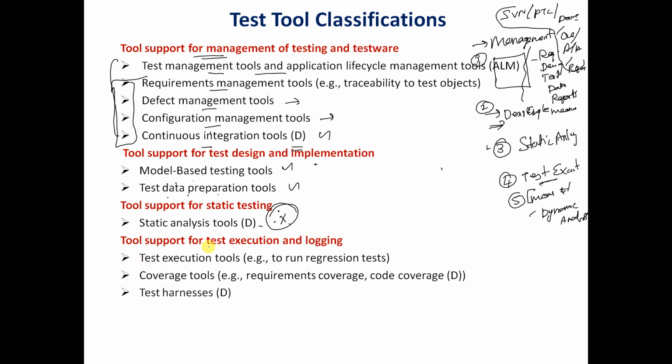See here, tool support for test execution and logging. In test execution and logging, there are test execution tools, that is to run a regression test. That is, you have your VectorCAST or any tools like that, whatever it is, you can see those are all considered as test execution tools. Coverage tools, the requirement coverage, that is our code coverage. Here code coverage is for the developers. These are the tools, the classification, that's it. And test harness, this is completely, purely for developers.